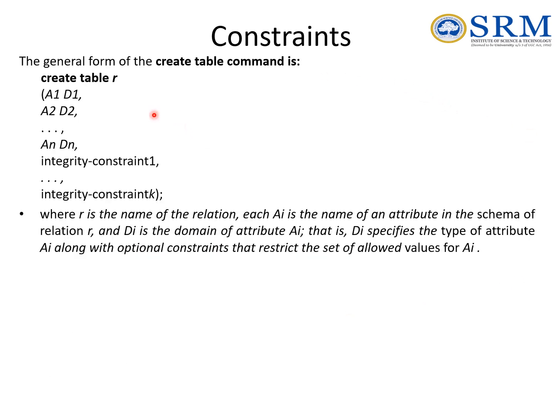The general form of the create table command is create table r, a relation, with certain attributes A1 D1, A2 D2, up to An Dn, followed by the integrity constraints, where r is the name of the relation and A is the name of the attributes in the schema of relation r, and D is the domain of attribute Ai, that is, Di specifies the type of attribute Ai, along with the optional constraints that restrict the set of allowed values for attribute Ai.